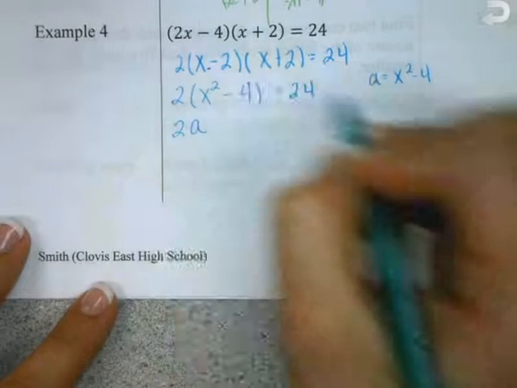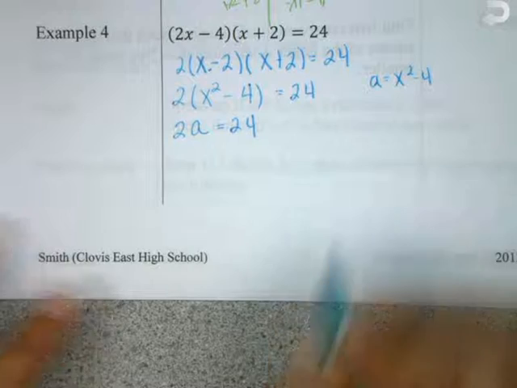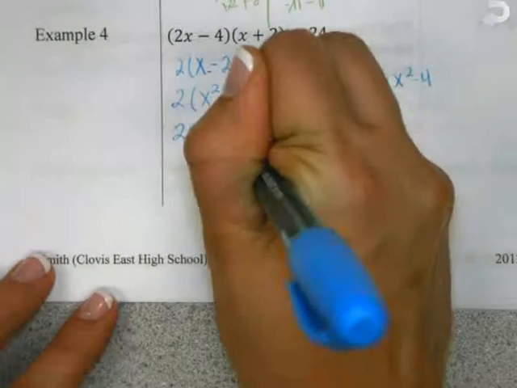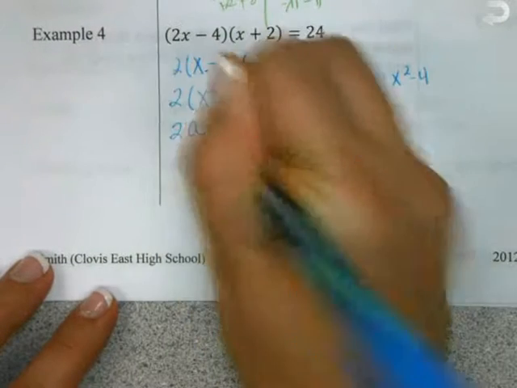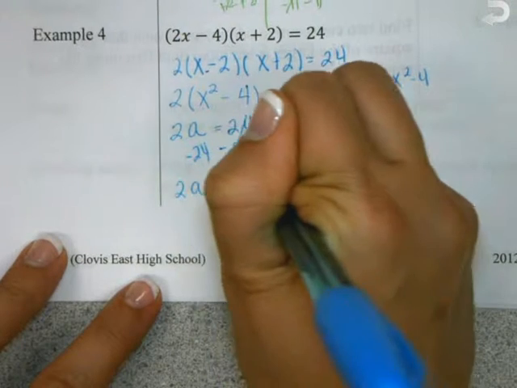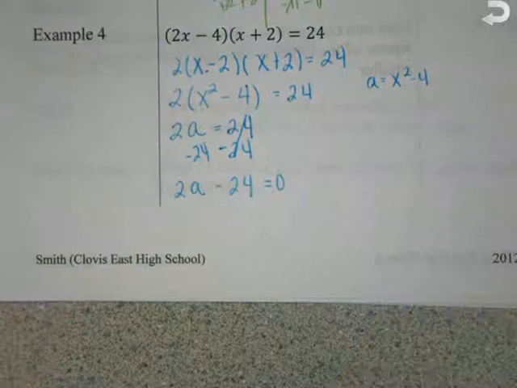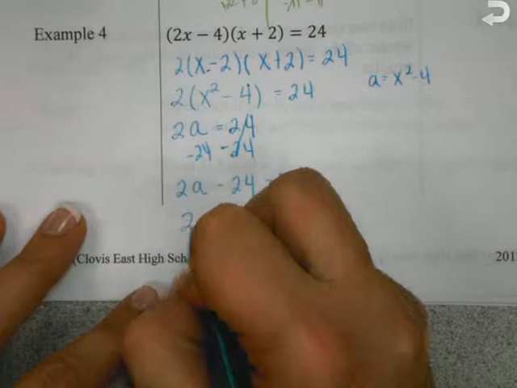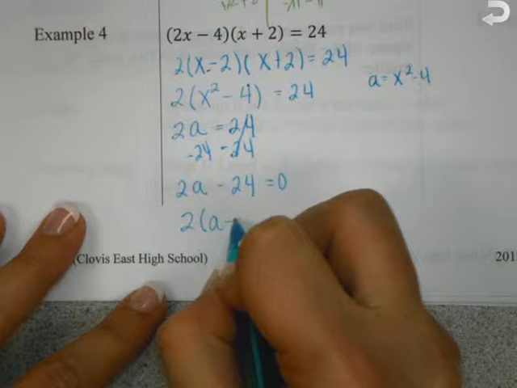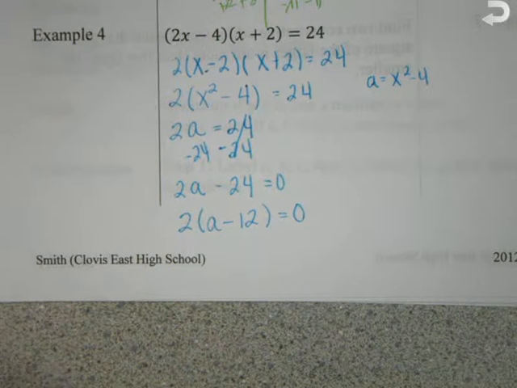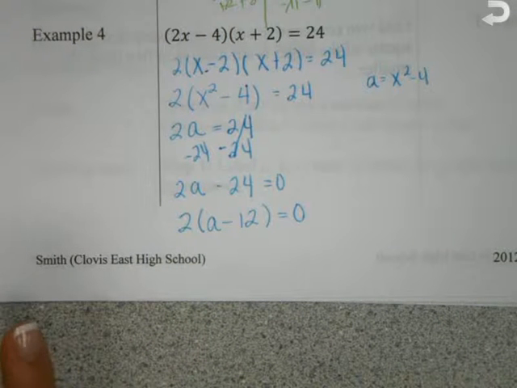We need to get the whole thing equal to 0, so let's subtract 24 from both sides. So that gives me 2a minus 24 equals 0. Do you see anything else that we could do? There's another GCF. So that's going to be 2 times a minus 12 equals 0. Do you see anything else we can do before we substitute back in? Me neither. So let's take this guy and plug it back in.